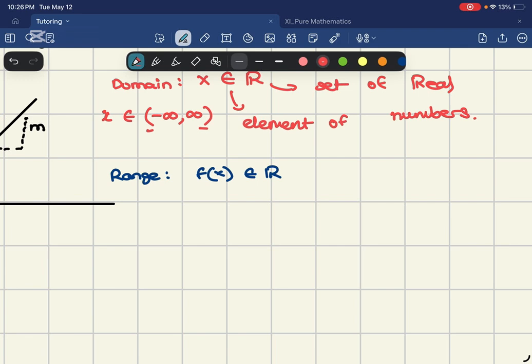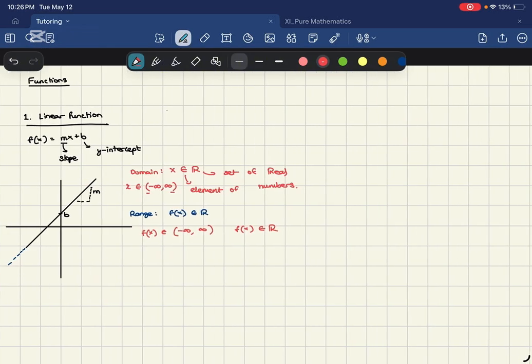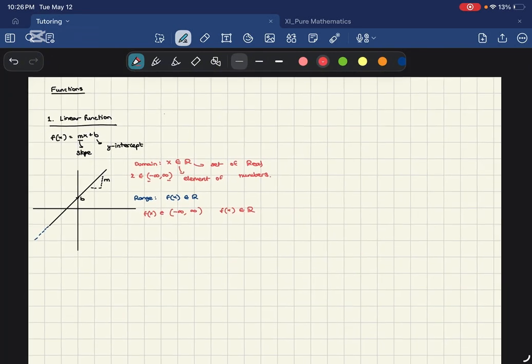And your range, what output values does my function map to? Well, it's the same thing. My f of x is also mapping to negative infinity to positive infinity. If I say y is some mx plus b, or f of x is some mx plus b, f of x is also an element of real numbers. Basically, it maps to all real numbers. So your domain is from negative infinity to positive infinity for all linear functions, and your range is also from negative infinity to positive infinity.